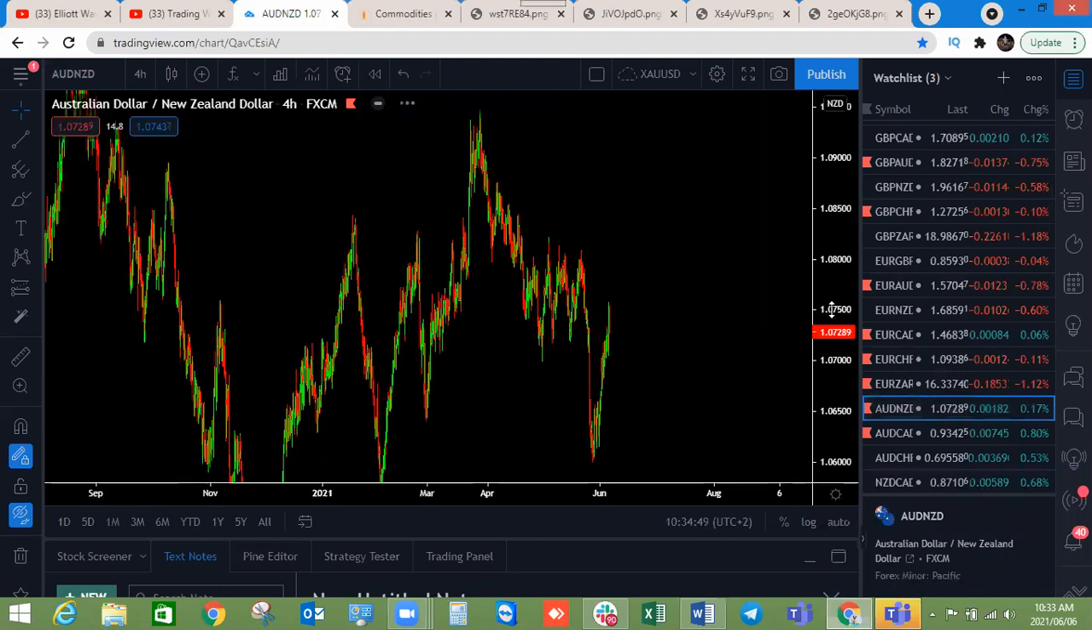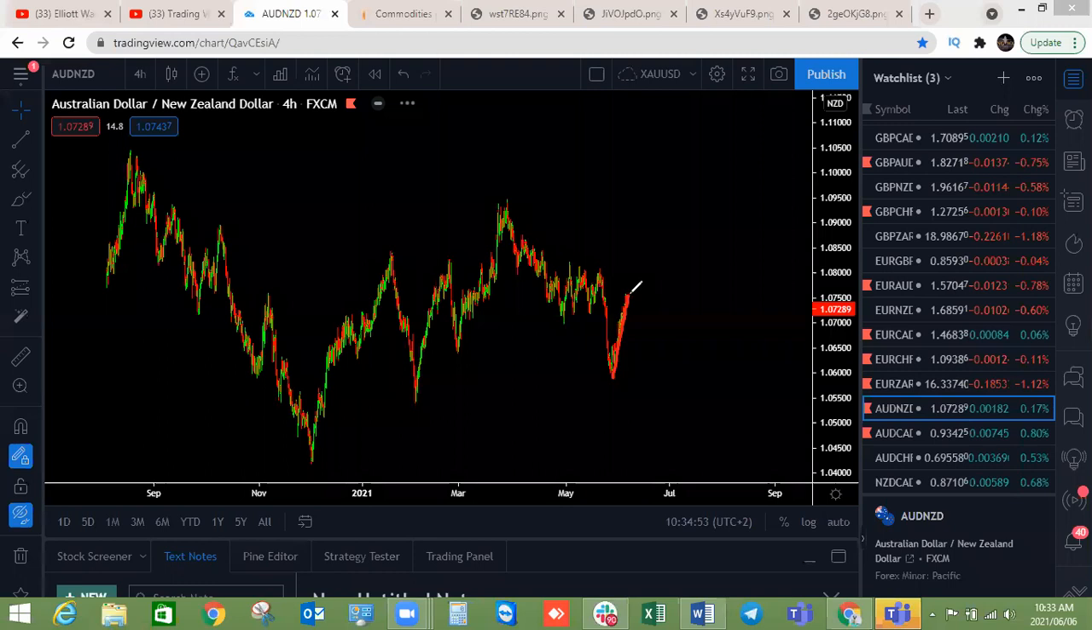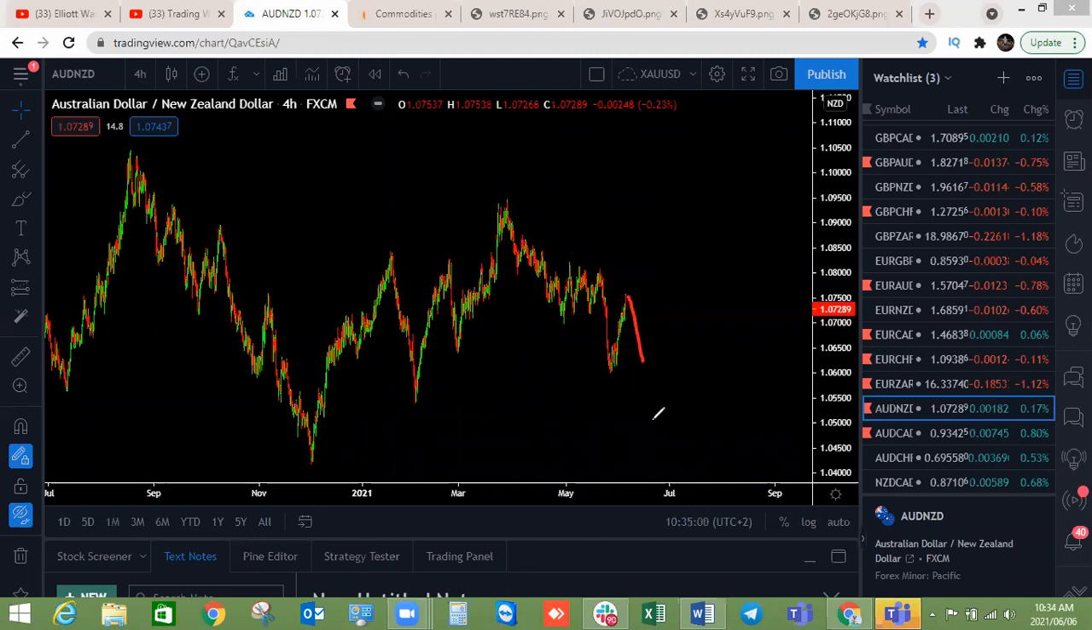AUD New Zealand. So AUD New Zealand, as much as this looks impulsive, we should see a pullback here. The indicator is telling us a pullback. It's not showing us a break above this. The indicator is showing us that we're going to reverse from current levels.